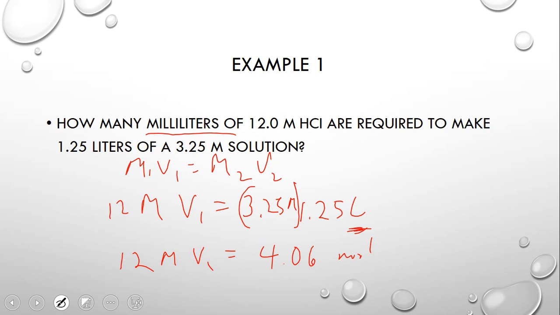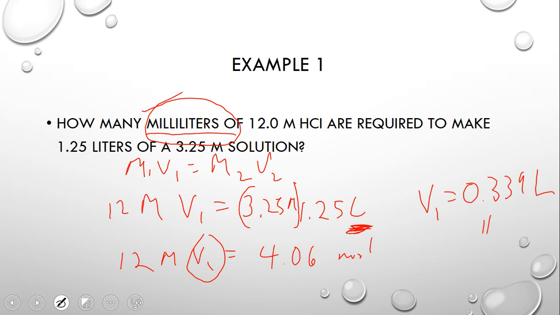So we need to isolate that V1. This is our X, so we divide both sides by 12. So 4.06 divided by 12, and we get 0.339. So V1 equals 0.339. And again, the units of this are going to have to match the units of what we started with, which is liters. Now, this question asks for milliliters, so you will need to convert to get full credit.